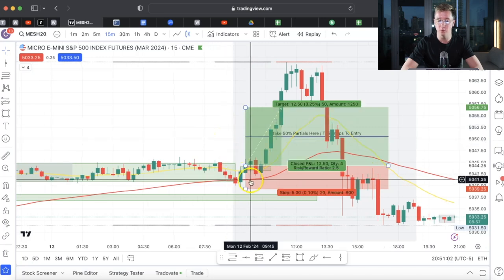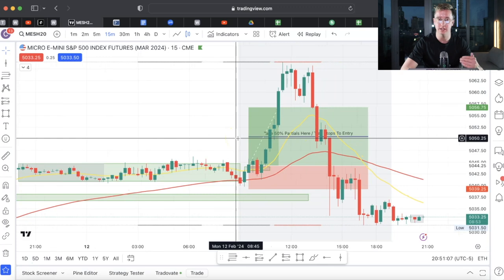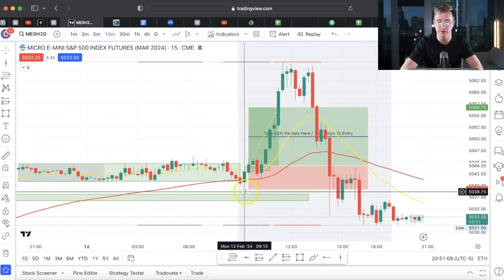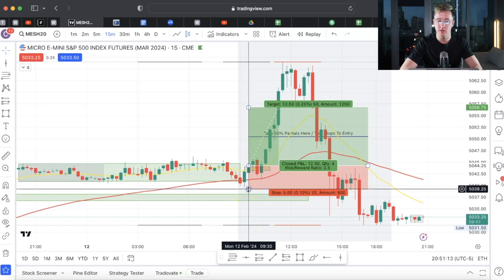Okay, so what we're looking for is we want to look at these three candles to give us our confirmation. We can look at the 9:15 to 9:30, the 9:30 to 9:45, or the 9:45 to 10 a.m. candle. And you guys can push it back if you guys want.